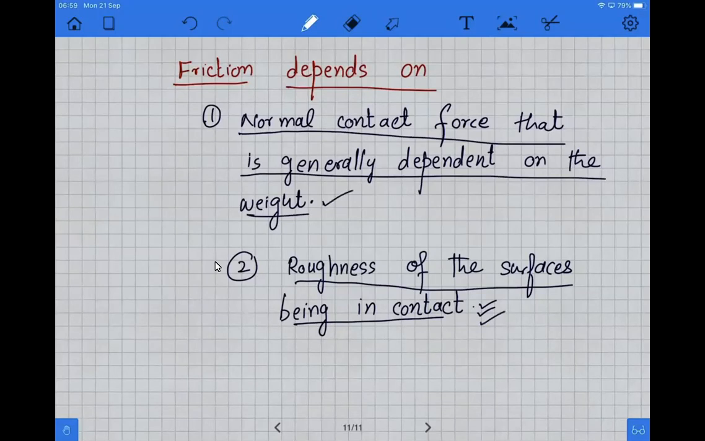So today we have to cover up to here. In the next class, we'll start from here and we'll cover the friction in fluids. So we have to cover up to this point in this slide, and it's about friction in solids. In the next slide, we'll cover the friction in fluids.